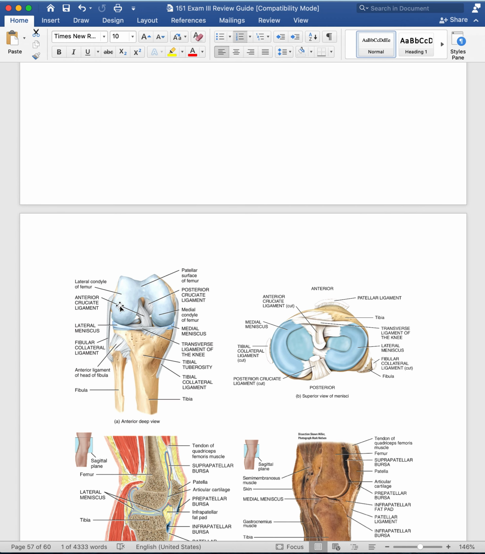The fibula is connected to the femur by the fibular collateral ligament. The tibia is connected by the tibial collateral ligament.